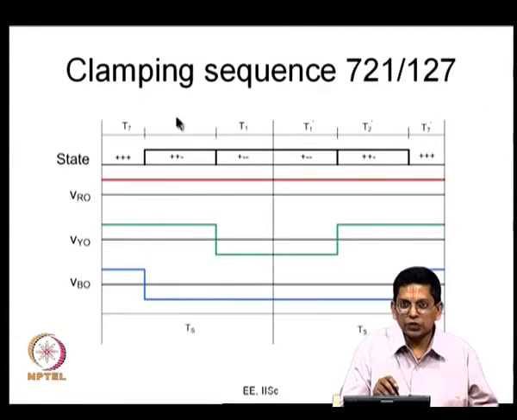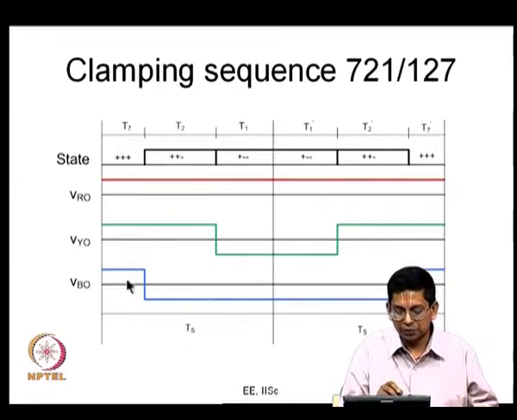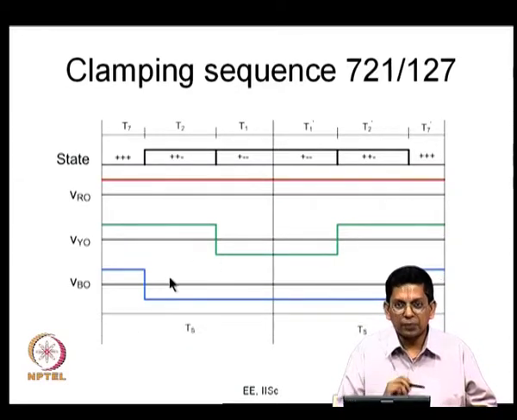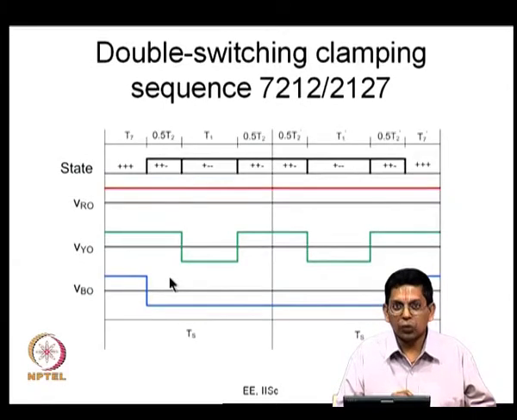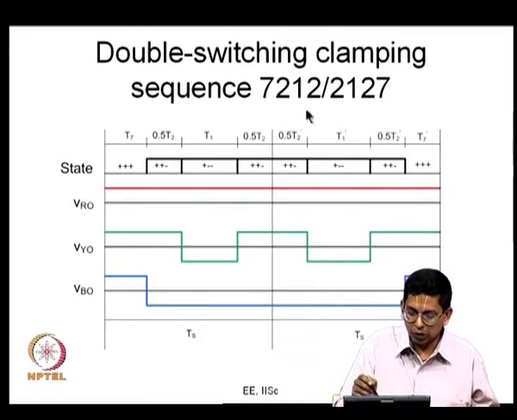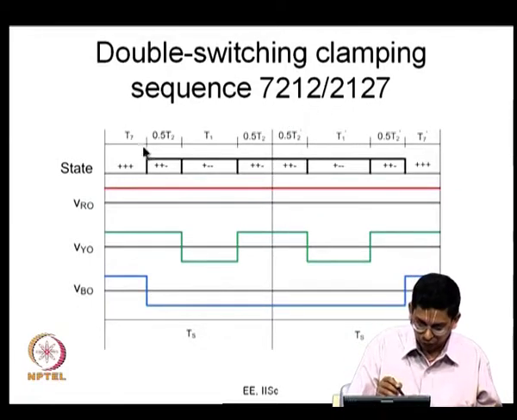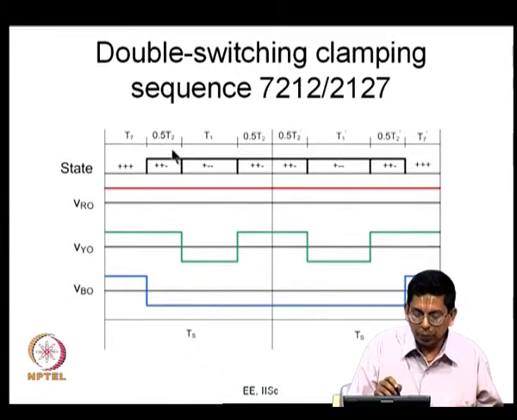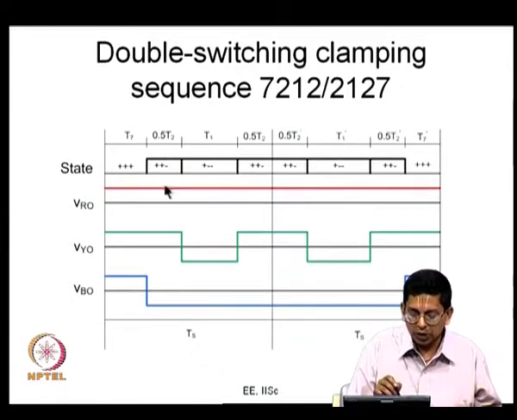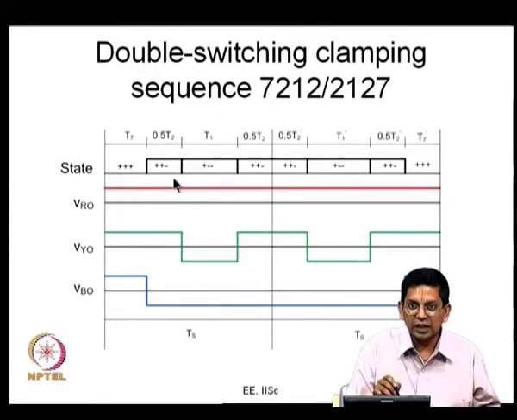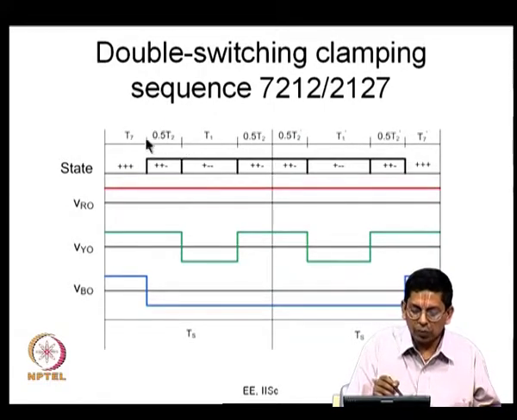The same way, if you start with the clamping sequence 7 to 1, 1 to 7, the R phase is always clamped positive and Y and B switch once each in every half carrier cycle. Now, you go here: this is the double switching sequence 7 to 1 2. You apply 7 for a duration T7 equal to Tz. Then you apply active vector 2, plus plus minus, not for the entire duration T2, but only for 0.5 T2.